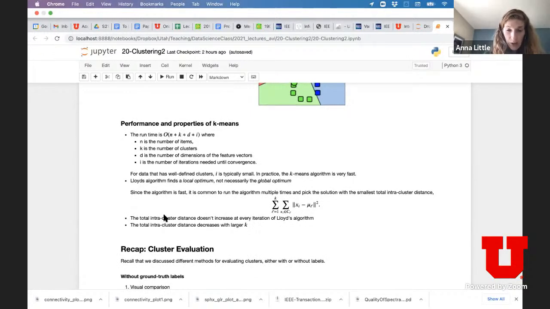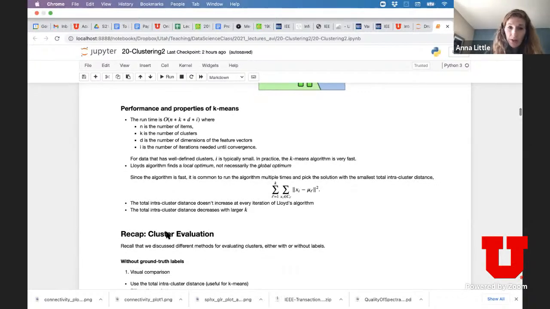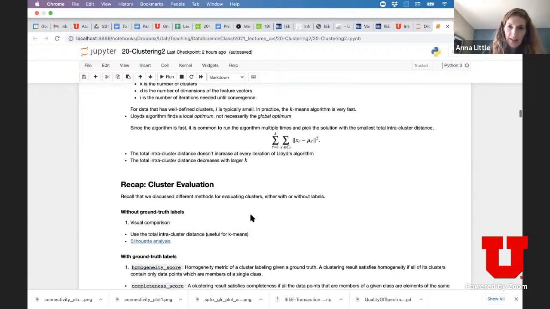And you can prove that the total intra-cluster distance doesn't increase at every iteration of Lloyd's algorithm. That's why the algorithm will converge to a local minimum, just not guaranteed to converge to the global. And in general, of course, the bigger you choose k, the smaller you can make this value. But you want to find a balance there. You want some sort of reasonable choice for the number of clusters, which we won't go into a whole lot in our class, but it is a very interesting question. I think you talked already a little bit about choosing k with the silhouette criteria and some other things along those lines.